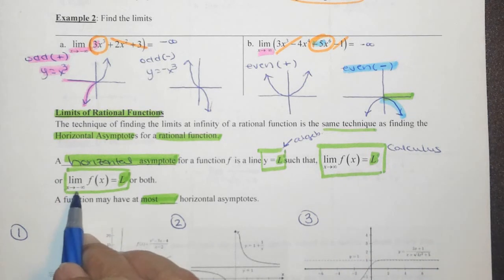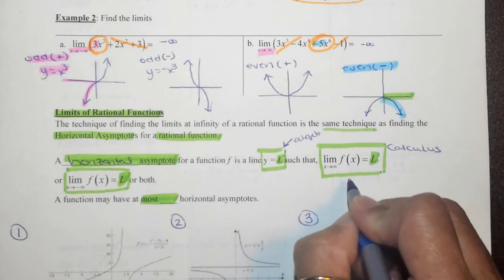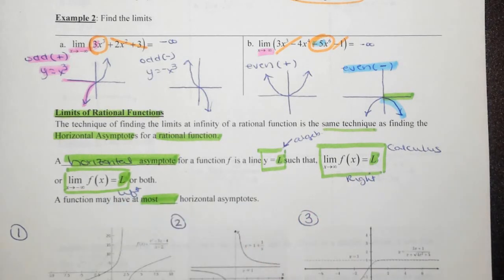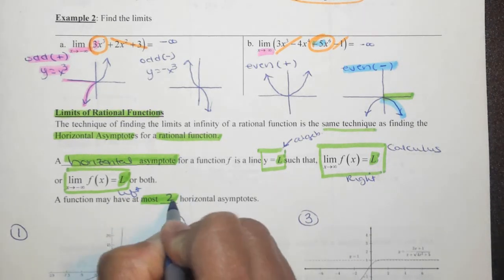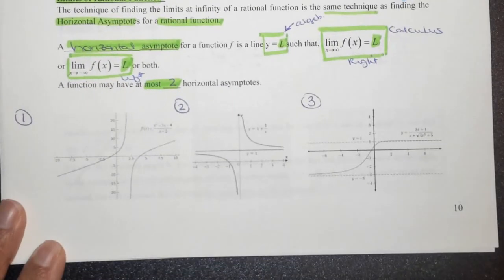Or the limit as x is approaching negative infinity of f of x is equal to L. So this is where we're coming from the right. Here, this is from the left. Okay, and a function will have at most 2 horizontal asymptotes. So what I'm going to do is I'm going to go through some scenarios here. We have some really nicely done graphs for us. And what we're going to take a look at are some scenarios that you may have seen in pre-calc honors or even talked about in pre-calc.